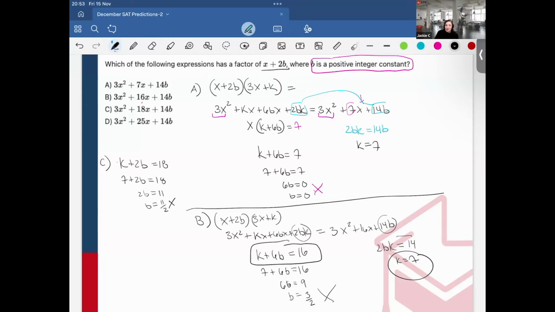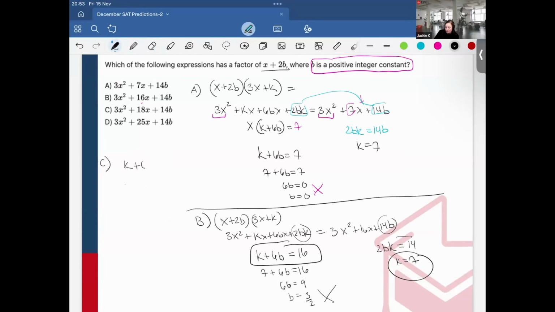Okay. And I'm so sorry. I wrote that incorrectly. I thought something seemed off, but it still won't work. But it was k plus 6b. I put 2b. Very sorry. Good thing I caught it now. Okay, so k plus 6b is equal to 18.